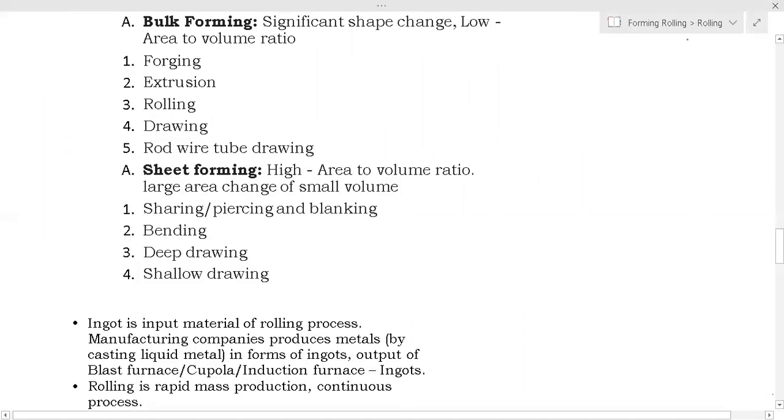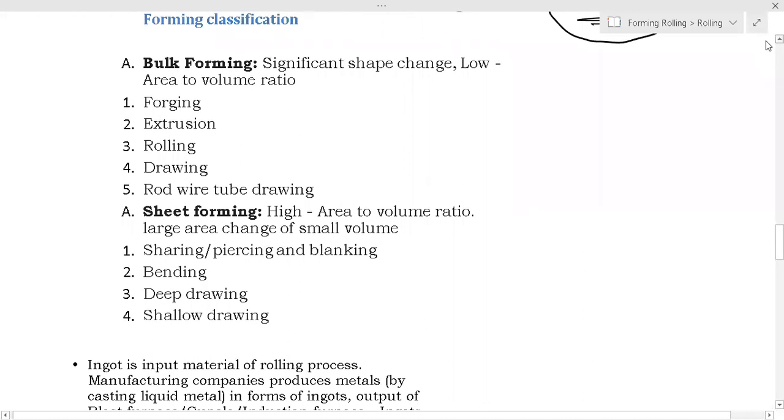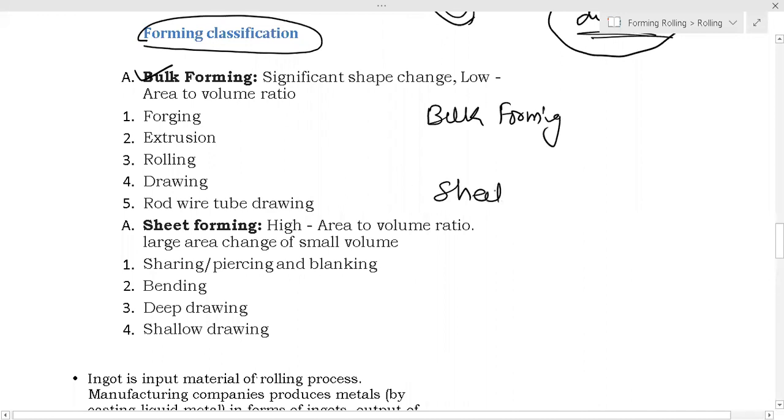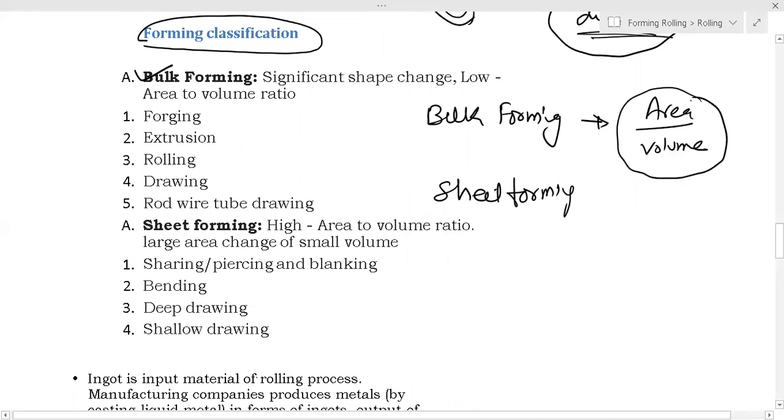Okay, so now I am coming to our main topic, that is forming. That is our main topic, right? So forming classification we'll discuss. So we have bulk forming. What is bulk forming? Bulk forming, and one we call sheet forming. Bulk forming means you have an area divided by volume. Area divided by volume is low. Low means volume is high, area is small.